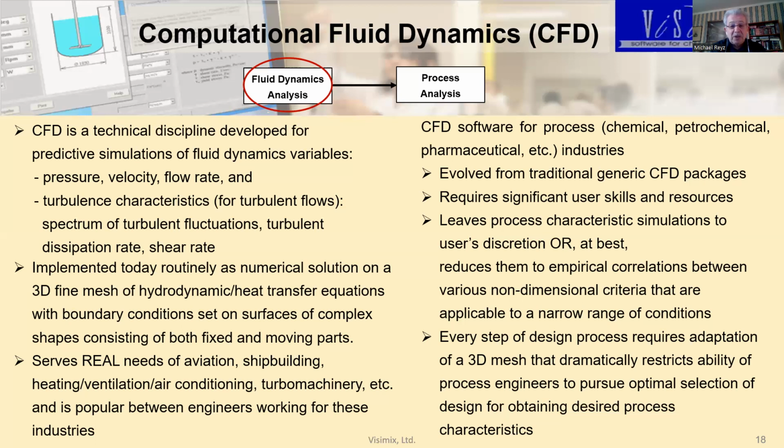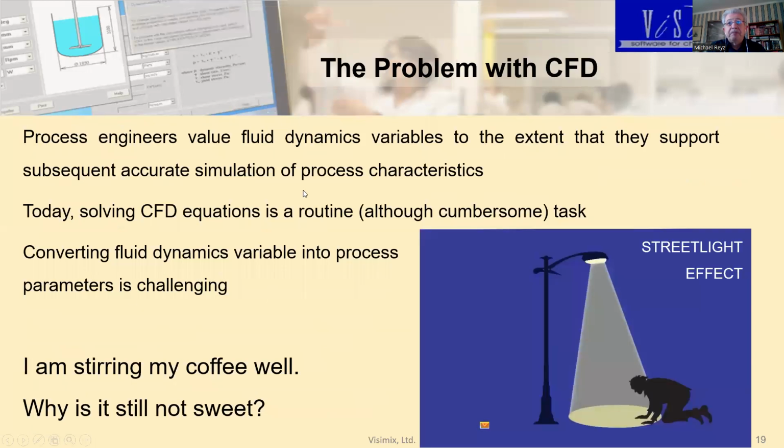Evolved from traditional generic CFD packages, it requires significant user skills and resources. It leaves process characteristic simulations to user discretion, or at best, reduces them to empirical correlations between various non-dimensional criteria that are applicable to a narrow range of conditions. Every step of design process requires adaptation of a 3D mesh that dramatically restricts the ability of process engineers to pursue optimal selection of design for obtaining desired process characteristics. Here is the problem with CFD.